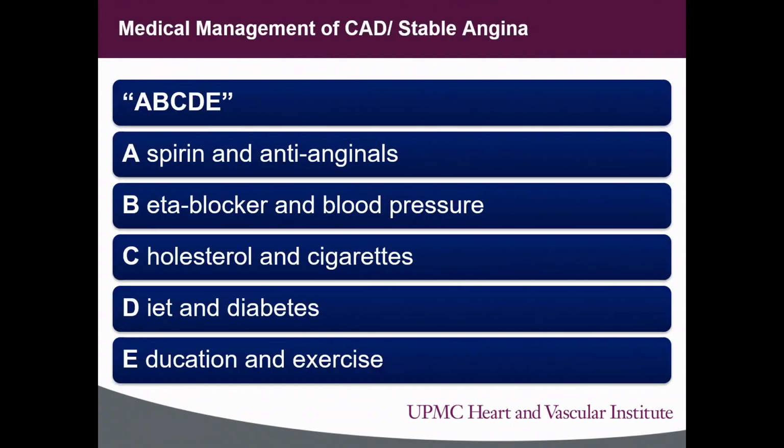In terms of medical management of coronary artery disease, there's a classical A, B, C, D, E management. A is for aspirin and antianginals. B is for beta blocker and blood pressure. C is for cholesterol and cigarettes. D is for diet and diabetes. And E is for education and exercise. And we'll review these.